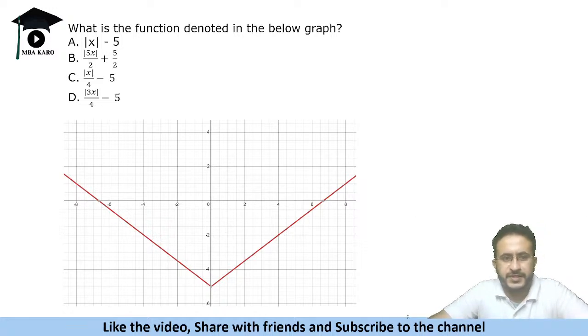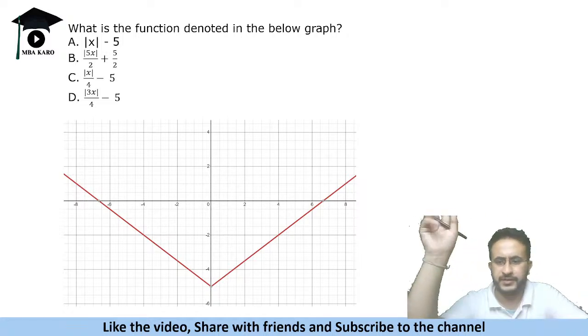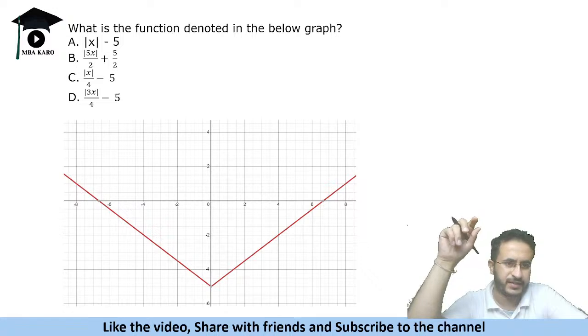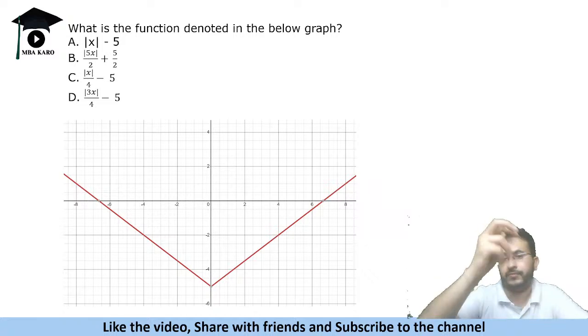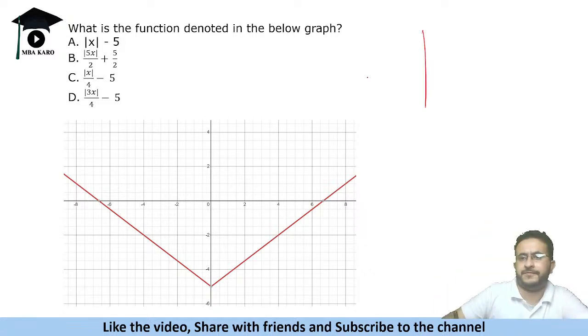So which function is denoted in this graph? The best way is, there is a proper way of doing it. The next thing is to substitute values. Now, if you get a graph like this.